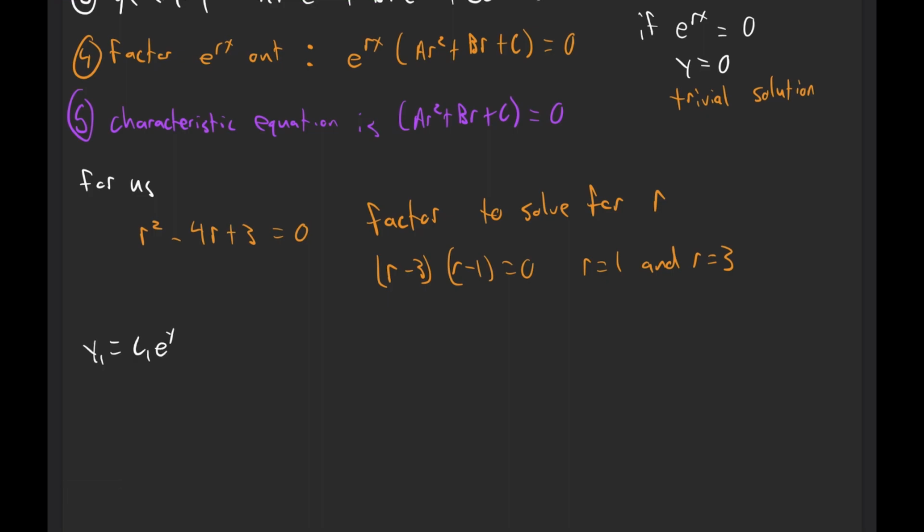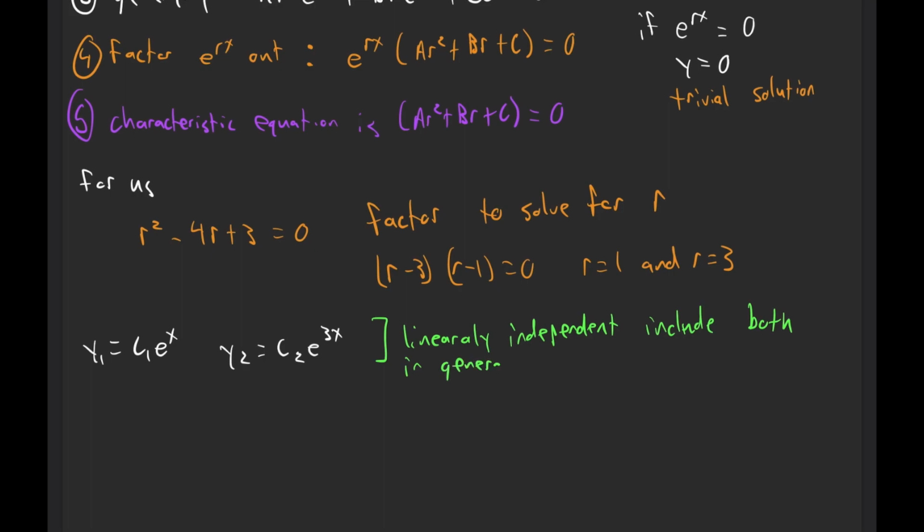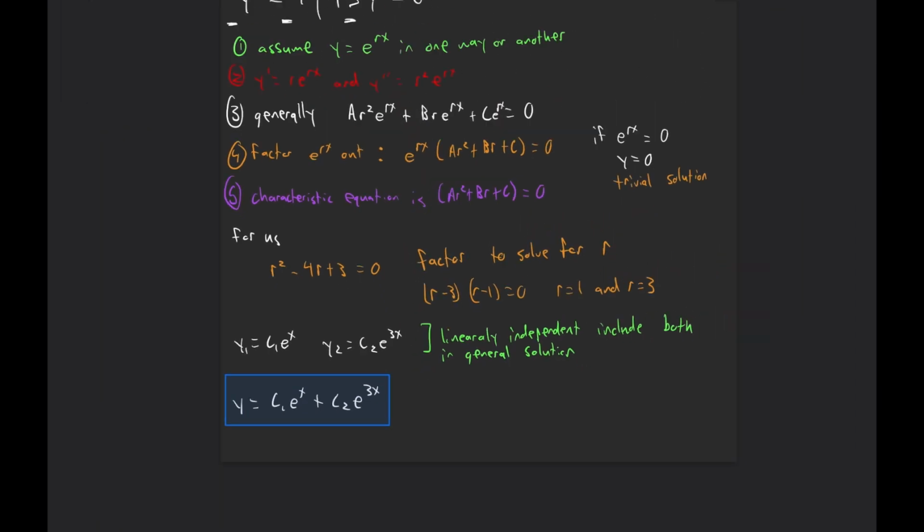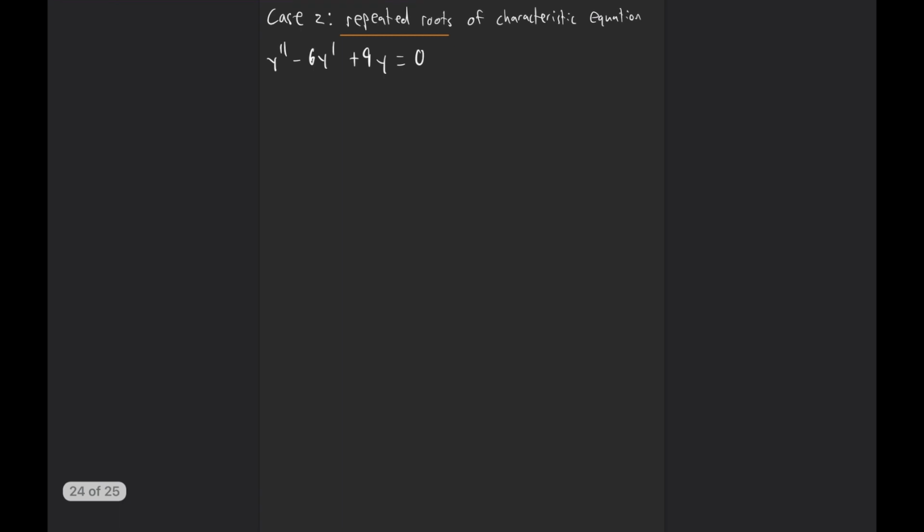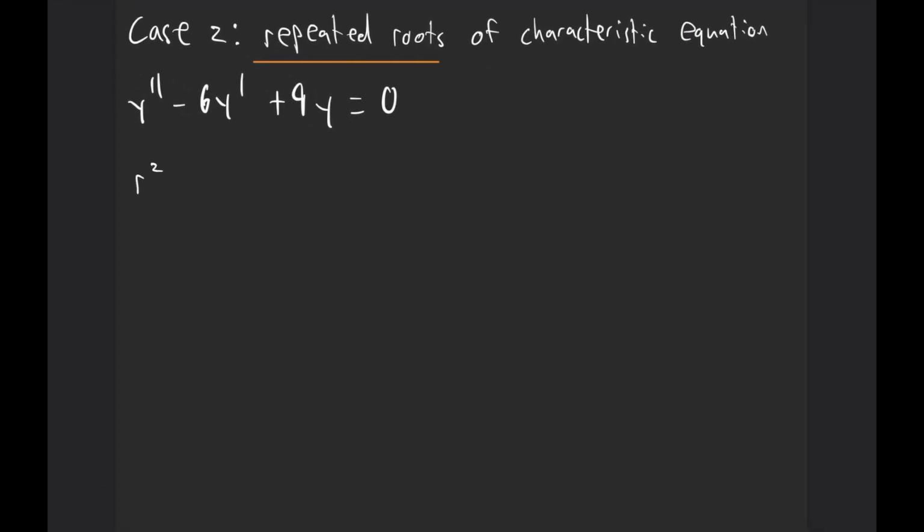So we write y1 is c1 e to the x and y2 is c2 e to the 3x, and these are linearly independent functions, so both of them should be included in the general solution. In total, we have that y equals c1 e to the x plus c2 e to the 3x, and that's our final solution. Now let's take a look at something a little different where we have repeated roots from the characteristic equation.